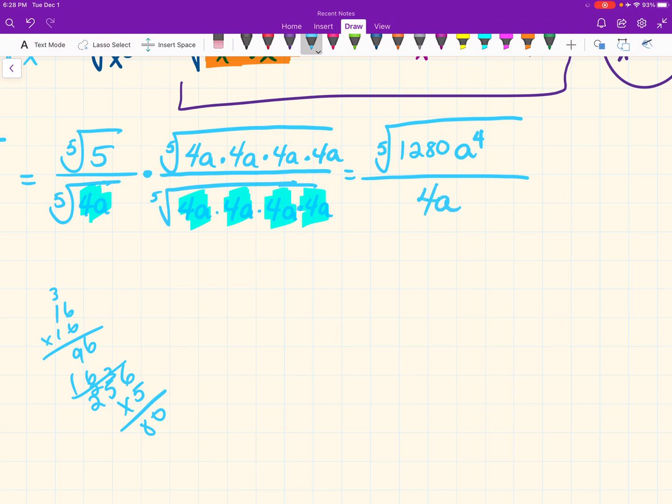Now again, you're going to be tempted to cancel the a and the a to the 4th that's under the radical. You're going to be tempted to see if 4 goes into 1,280. Don't do that. If it's under the radical, you can't simplify it with something that's just a simple number, because that's really not 1,280. It's the 5th root of 1,280, and we don't know what that is, and it's a decimal, and you can't give me a decimal answer. And we really don't know what the 5th root of a to the 4th is at this point. We can't do anything with that.